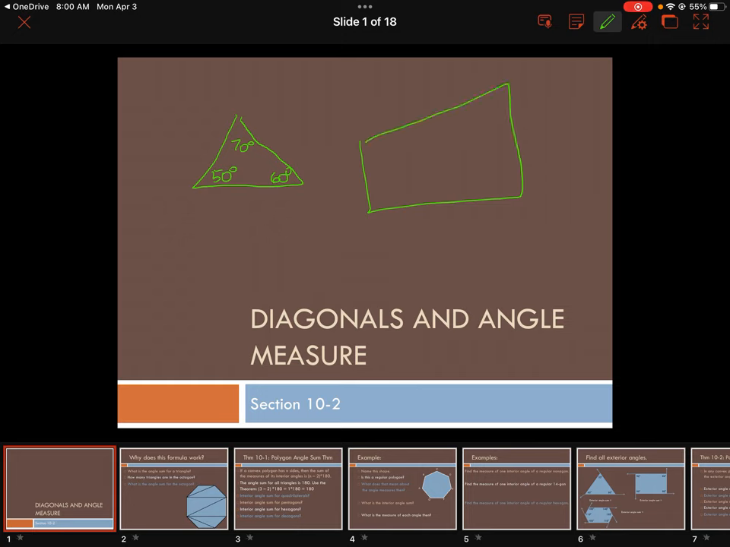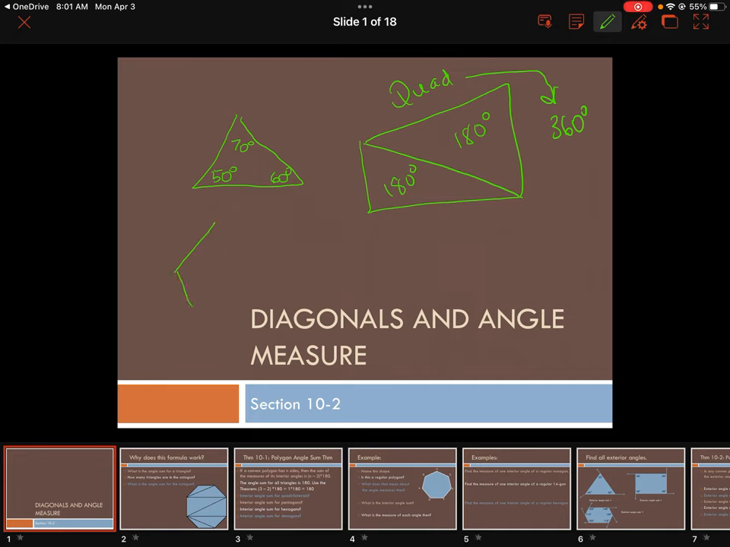If you have a shape that's not a triangle, like a quadrilateral, for example, you can draw a diagonal on this quadrilateral and make it into 2 triangles. And we know there's 180 degrees in each triangle. So quadrilaterals have 360 degrees total for their interior angle sum.